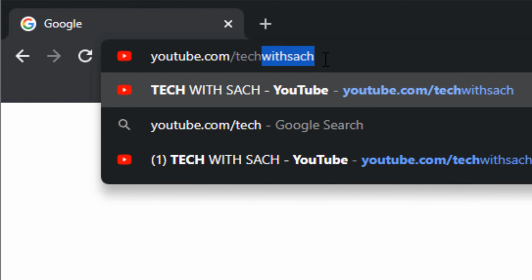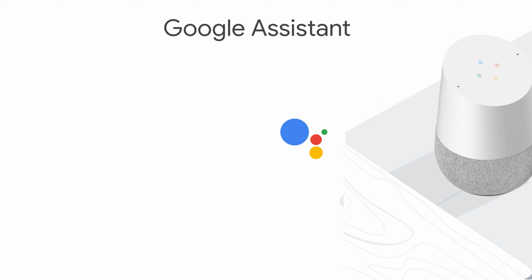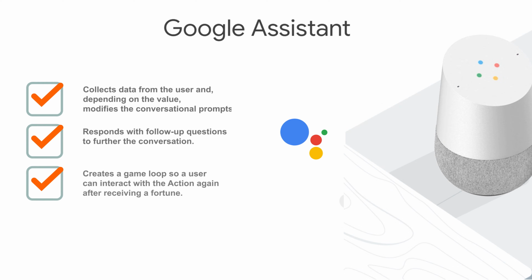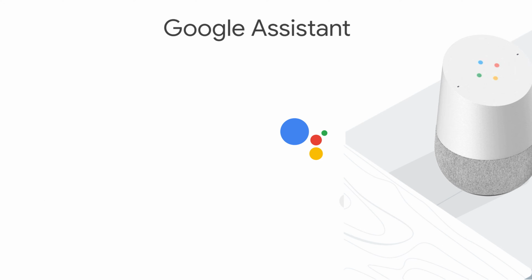Before we get started, I highly recommend that you check out Codelab 1 as well as complete that specific Codelab before starting this one. In this specific Codelab, you will learn how to collect data from the user and, depending on that value, modify the conversational prompts. You'll also learn how to respond with follow-up questions to further the conversation. And finally, you'll also learn how to create a game loop so a user can interact with your action again.